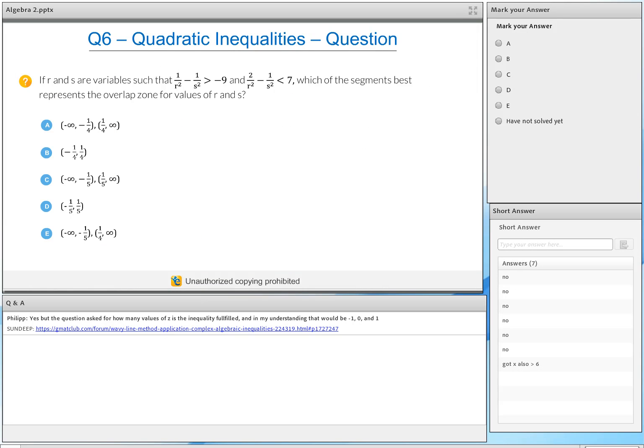Let's move on to question number 6. It's a fun question, so have fun with it. Do it in a very step-by-step manner. Okay, go ahead. No rush. I will give you ample amount of time.